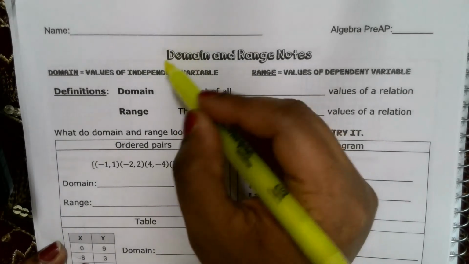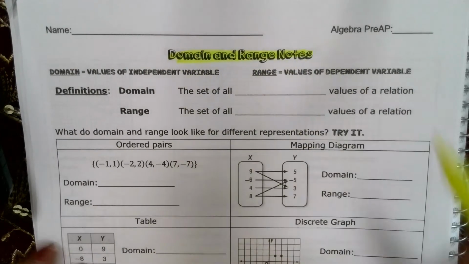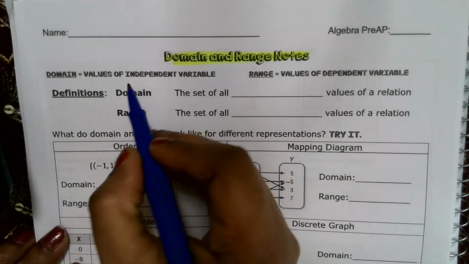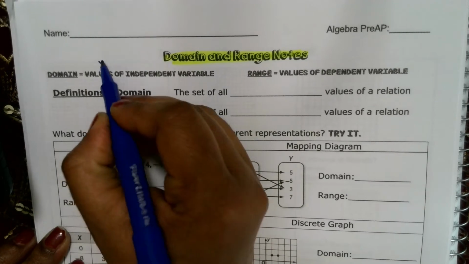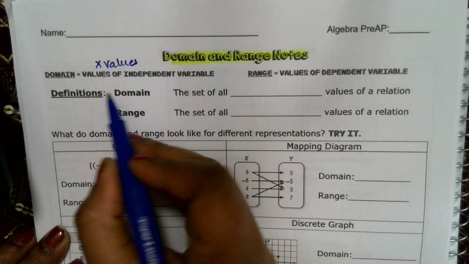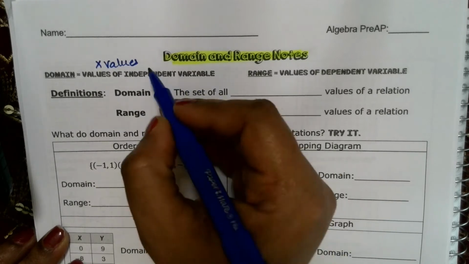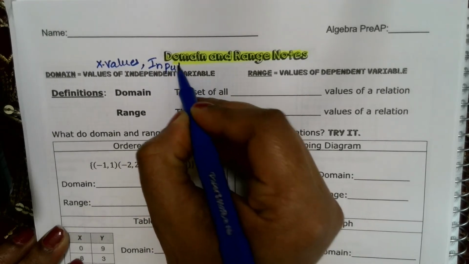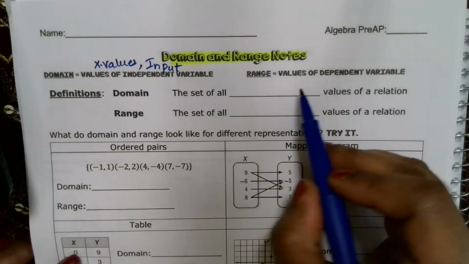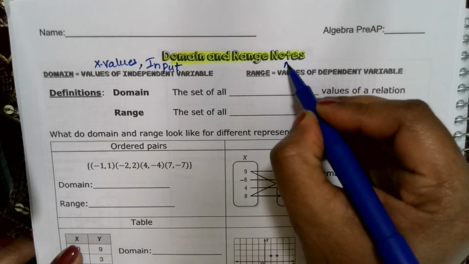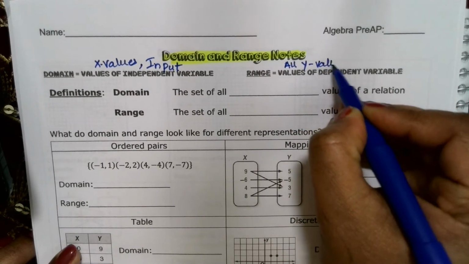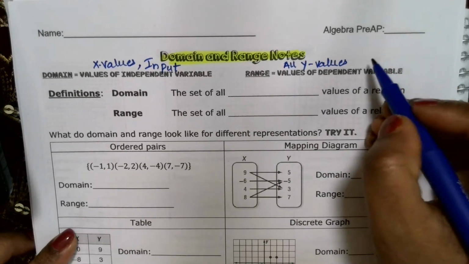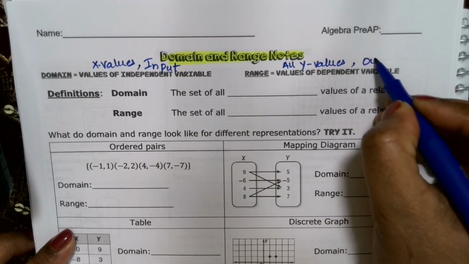Let's get started with our next topic, which is domain and range. We did talk about domain and range in our previous classes. We said that domain are all x values, all independent values. The other vocabulary that we used was input. Whereas range are all y values. We said that y values can also be called dependent values or dependent variables, or we also call them output.